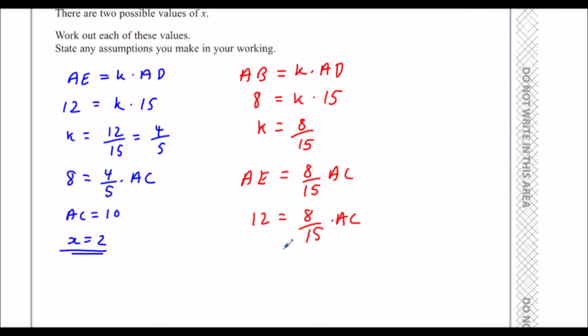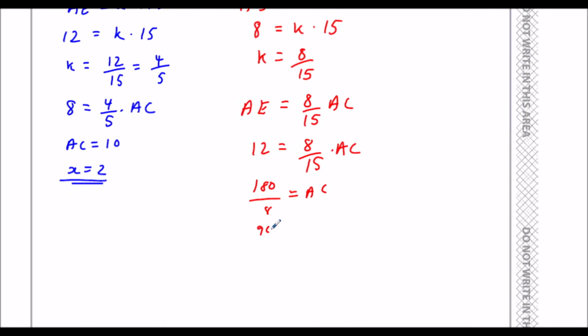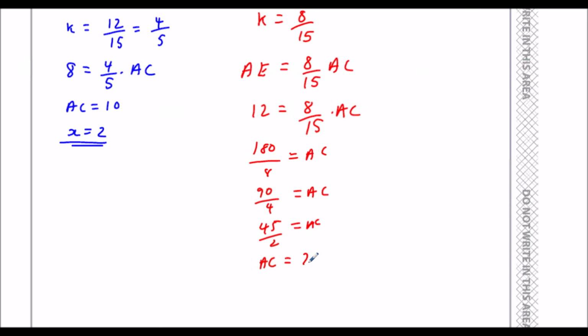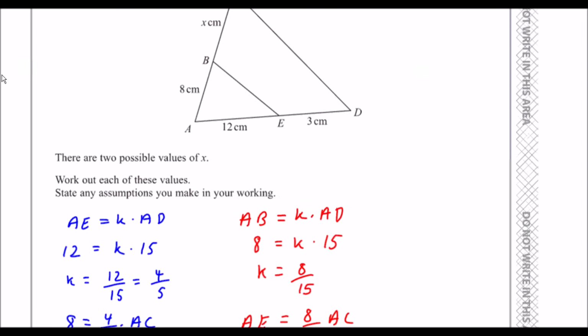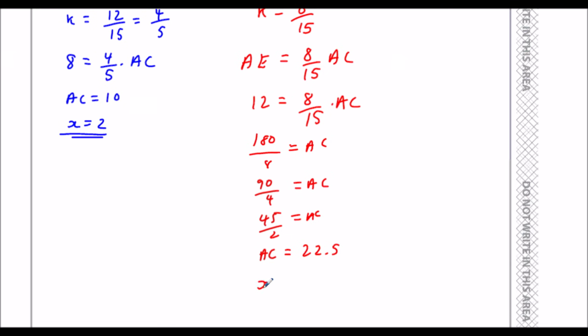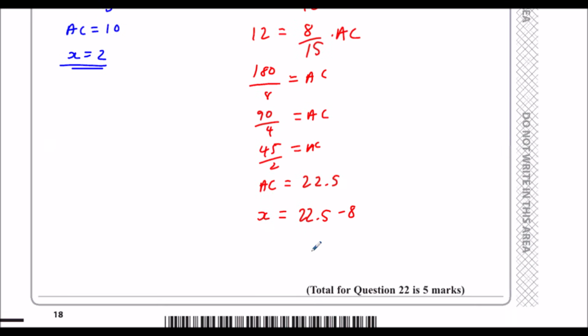Times by 15. So 15 times 12, 15 times 10 is 150, plus 2 more 15s, so 180, and divide by 8, 180 over 8, 90 over 4, 45 over 2, which is 22.5. So AC would be 22.5. Take off the 8 to give us x. So x would be 22.5 take away 8, 14.5.